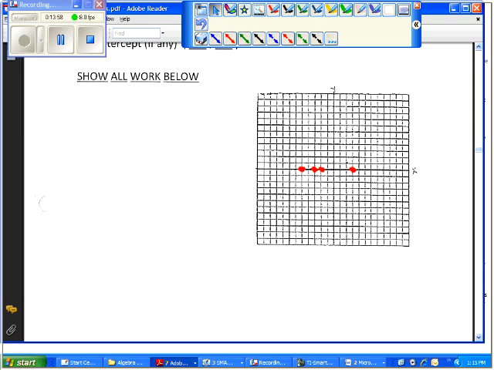So there they are. There's a y-intercept way down here at -90. We're just going to make up a spot and call it -90.